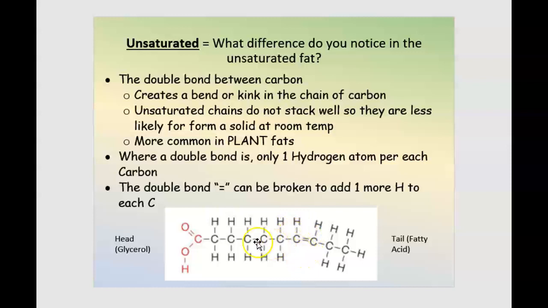Okay? Because they have this shape that is not as linear, at room temperature they don't form a solid as well. They are predominantly a liquid because they don't stack up as nicely. So those are most common in plants, where the double bond is, like I said, there's only one hydrogen per atom of carbon. And these are more easily broken down in your body.